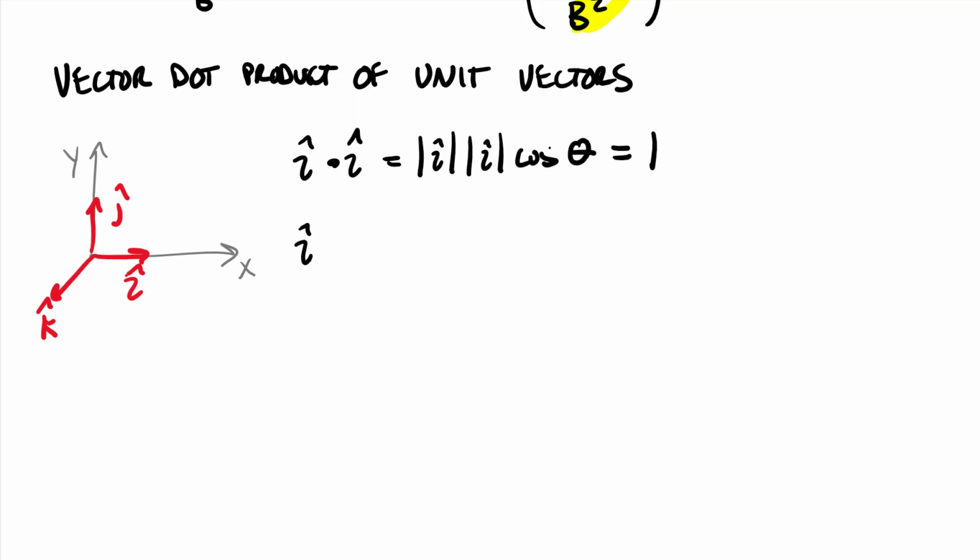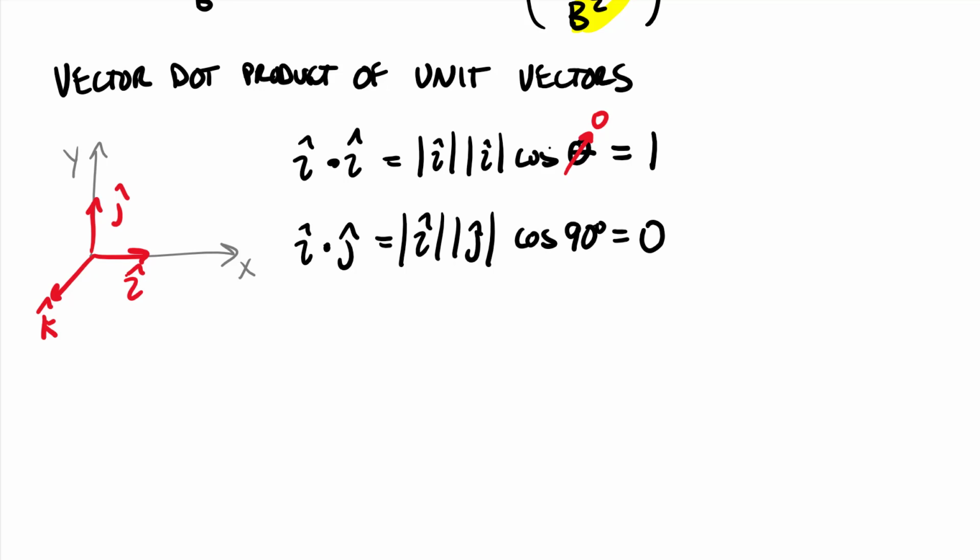If we then look at i hat dotted with j hat, then we have the magnitude of i hat and the magnitude of j hat, both of those are 1. And now we have the cosine of 90 degrees, right? Because it's perpendicular between i hat and j hat. And so given this angle of 90 degrees, the cosine of 90 turns out to be 0. So what that tells us is none of i hat is in the direction of j hat. And I think that we probably all know that.